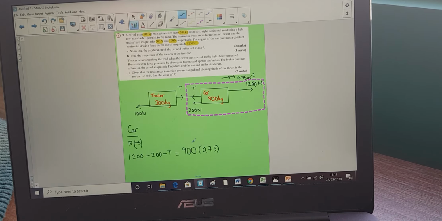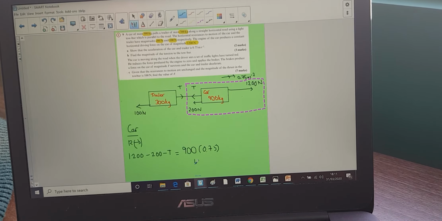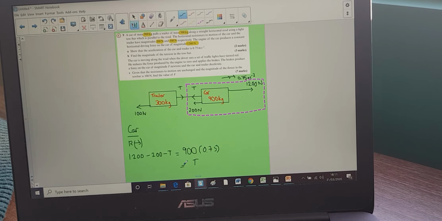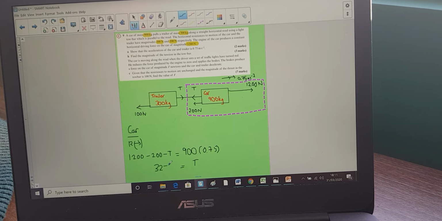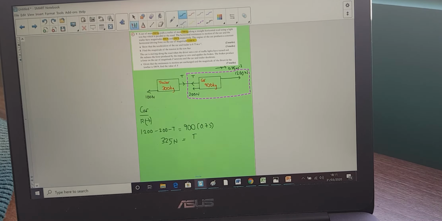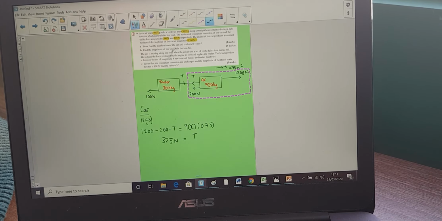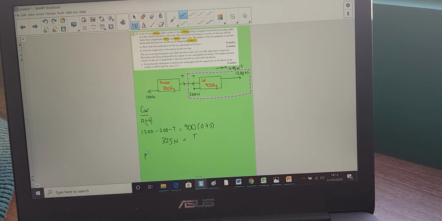All we need to do now is rearrange for T, and you should have got that T was equal to 325 newtons. I don't know why this question is worth 3 marks if I'm honest, because it's actually more straightforward than part A. Now, what I want to show you is it didn't matter whether I used the car or the trailer. So let's double check and see if it works for the trailer.